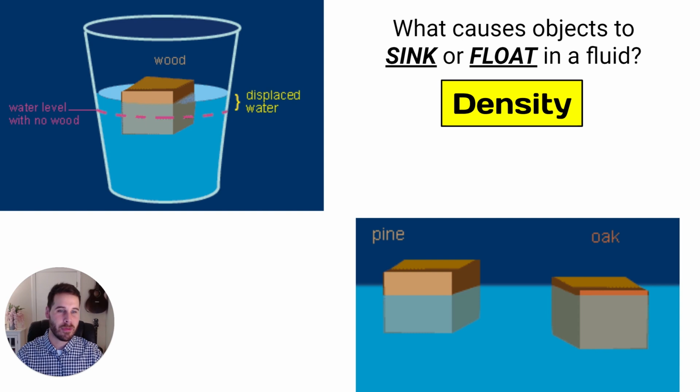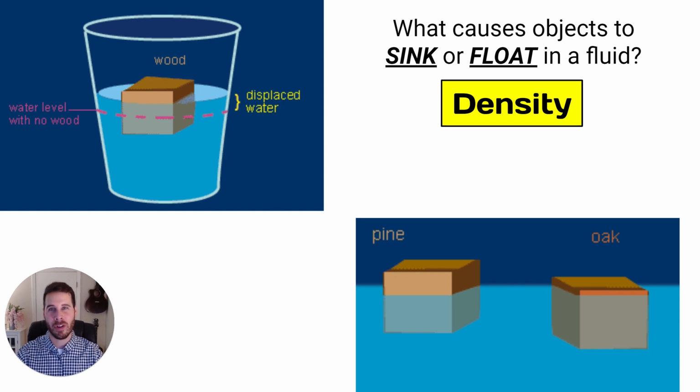So here's two different blocks of wood. One is pine, one is oak, two different types of wood which are both less dense than water, but one is a little less dense than the other one. So which one is less dense? We can probably guess that the pine is less dense because it's floating a little bit more. The oak is a little bit denser, so it's closer to the point of sinking. The difference between these two is density, but again, it's a little more complicated than just saying the word density and that's the end of it.